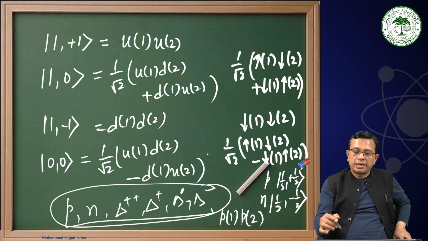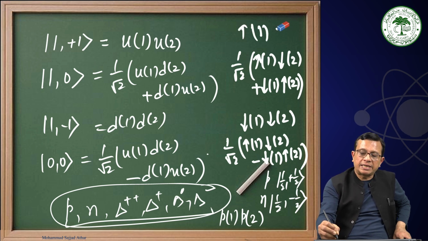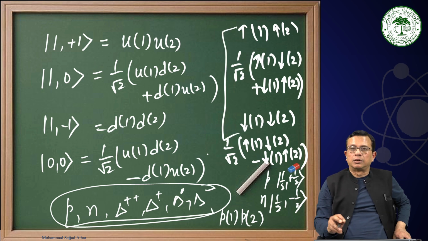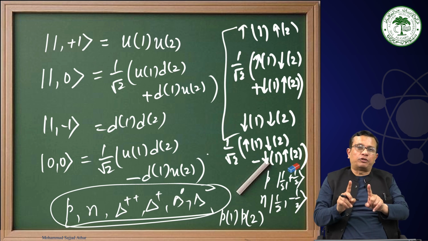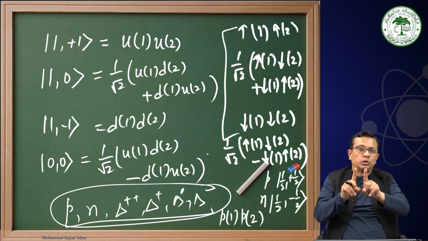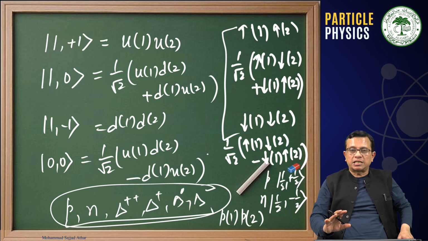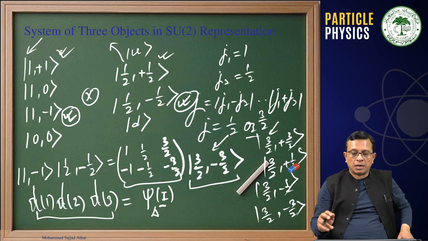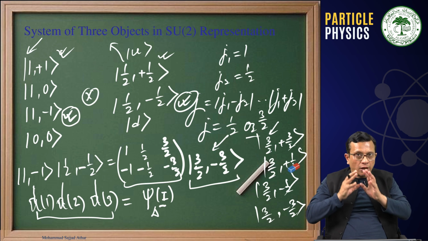As you can see here also we have 4 possibilities. The first 3 are completely symmetric and the last one is anti-symmetric. Therefore, we have 2 spin half objects. We are combining these 2 spins and we are saying that there are 4 possibilities, 3 symmetric and 1 anti-symmetric, like the flavors we have.